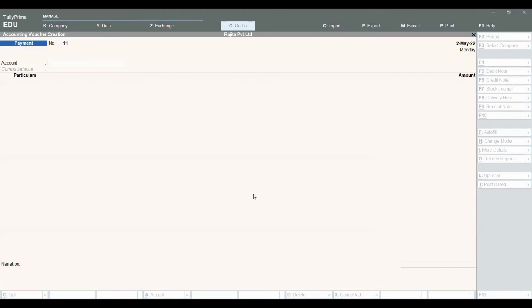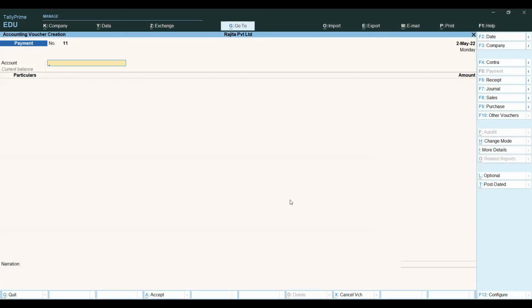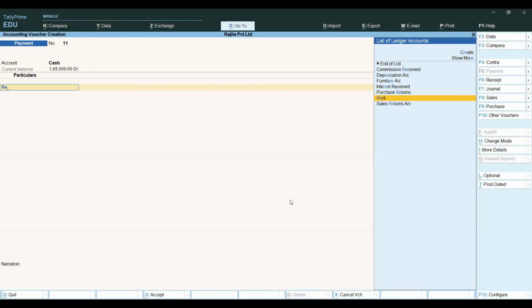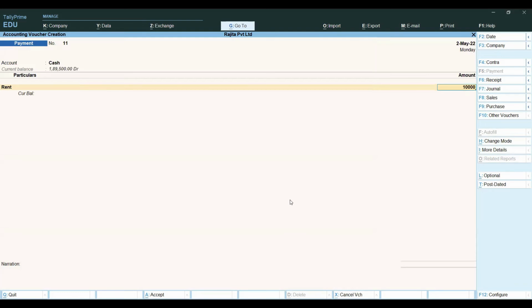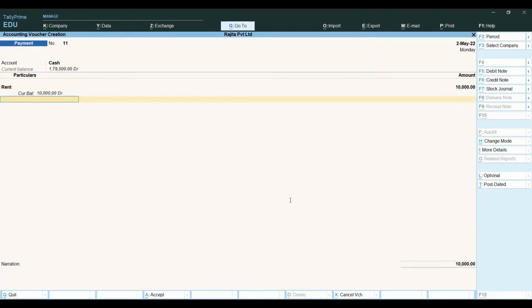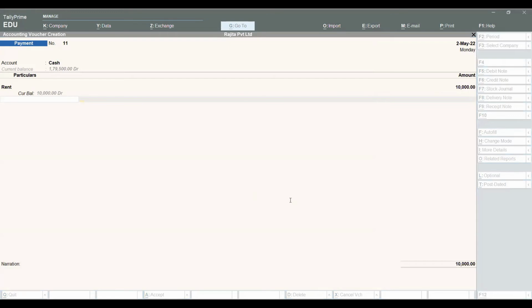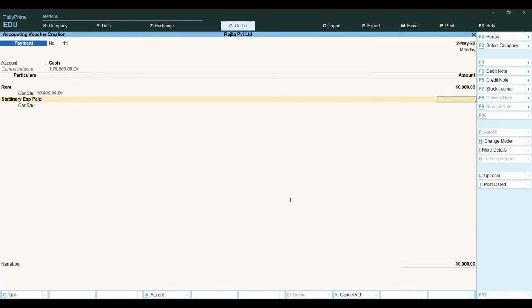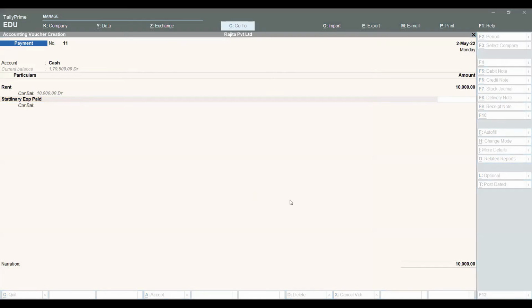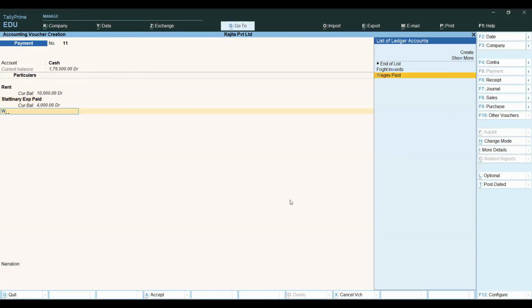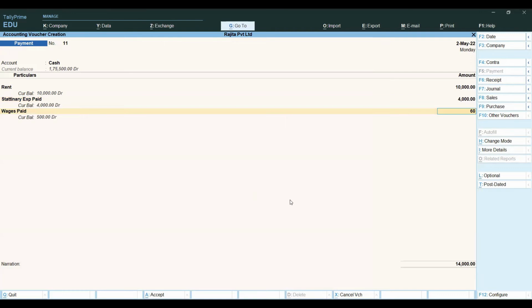We are paying all through cash only. Rent paid, ma'am, 10,000. Enter. Next, what are you paying? After rent, I am paying stationery also. Stationery expenses paid, rupees 4,000. Yes. Wages paid, rupees 6,000. All payments I am updating in this only.